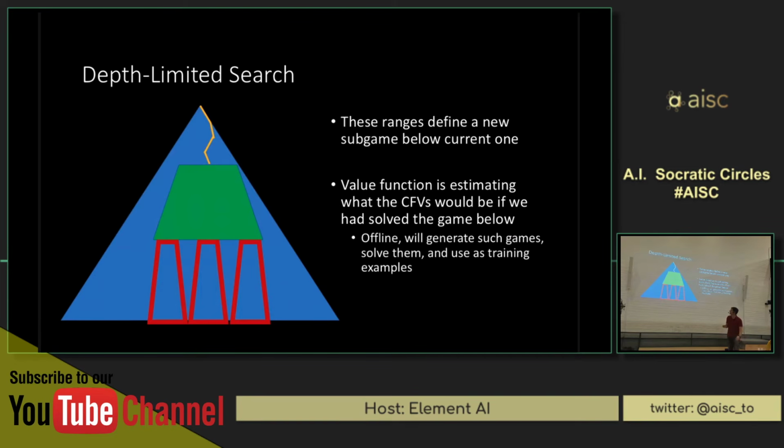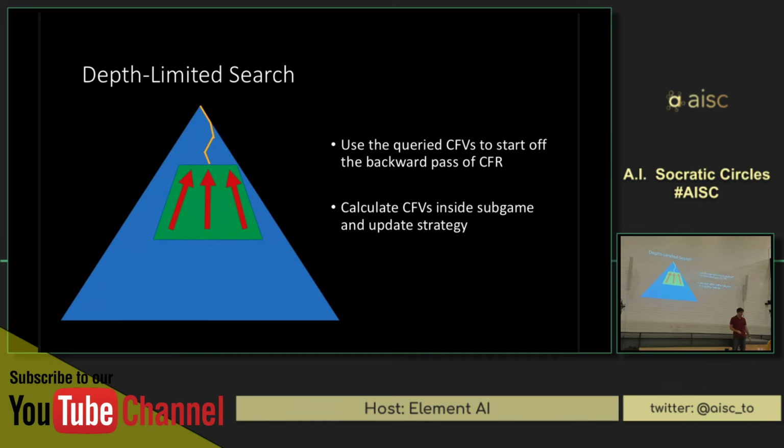So it's what would you have gotten if you had solved the game. You're trying to estimate what you would have gotten if you had solved the game. And then you're going to push back up, like before. You're going to get those counterfactual values, push them back up, calculate your strategy, and you keep going up and down as before inside that little bit.